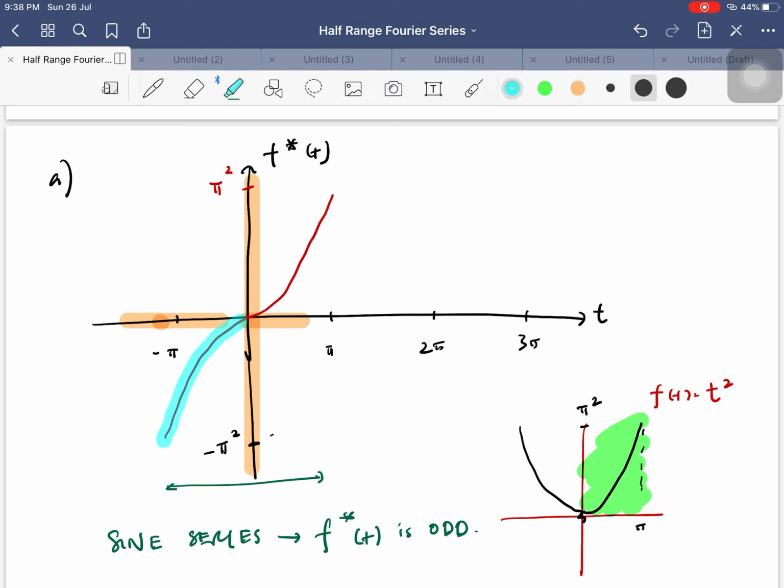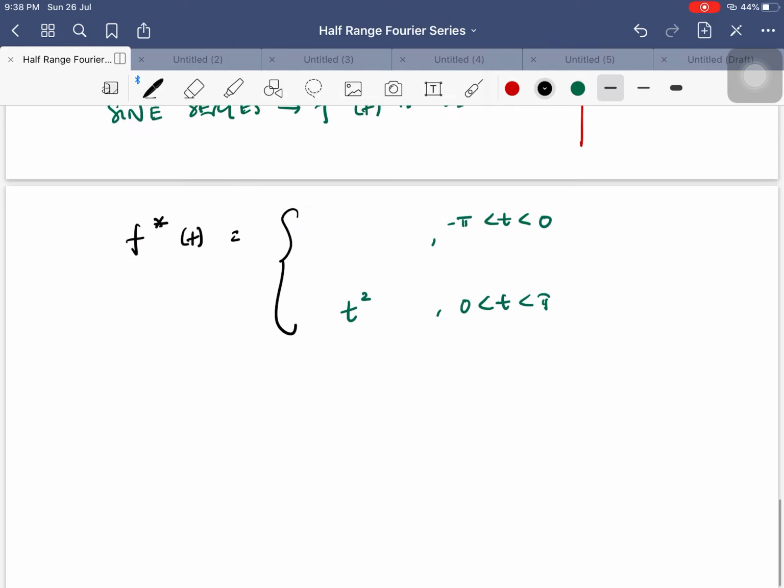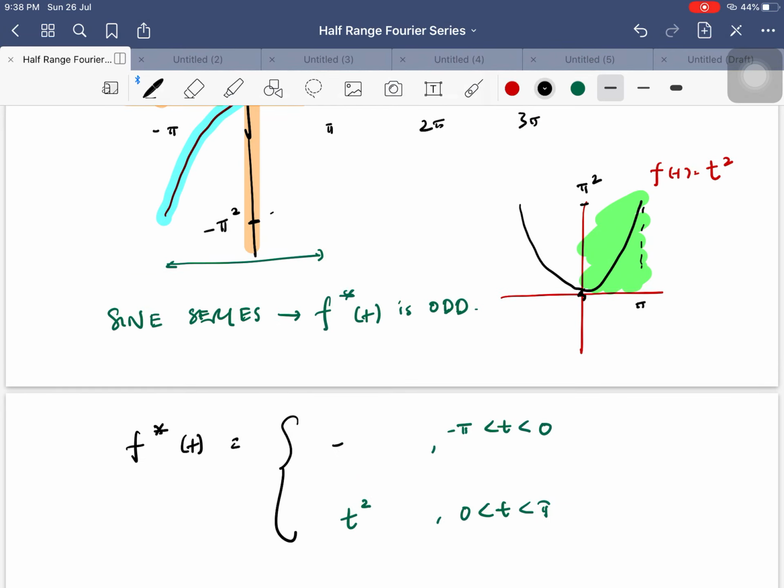This is going to be my function, and we know that this is a graph of t square as well, but now it's going to be concave down instead of concave up. This is going to be the case because you have a negative, and the intersection is still going to be at 0. So that is basically a graph of negative t square. So it's going to be negative t square from negative pi to 0 and t square from 0 until pi.